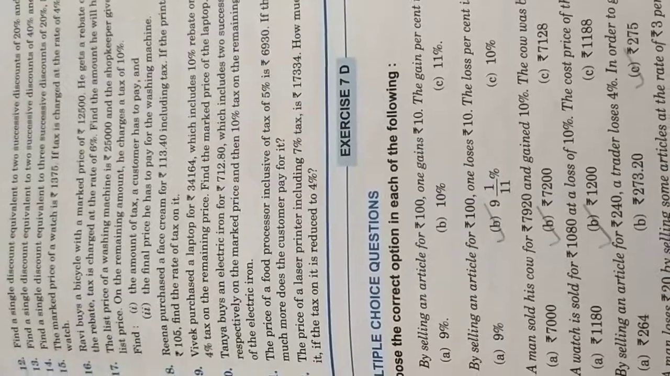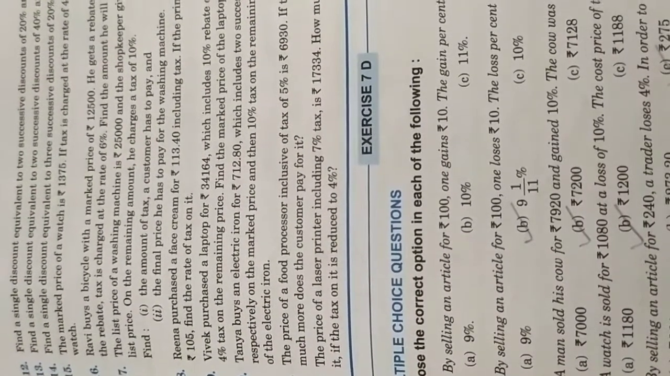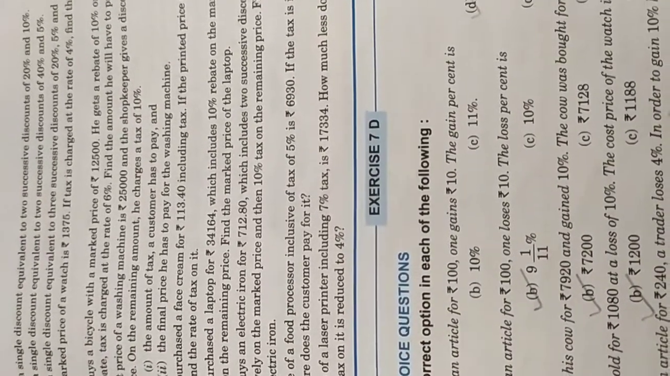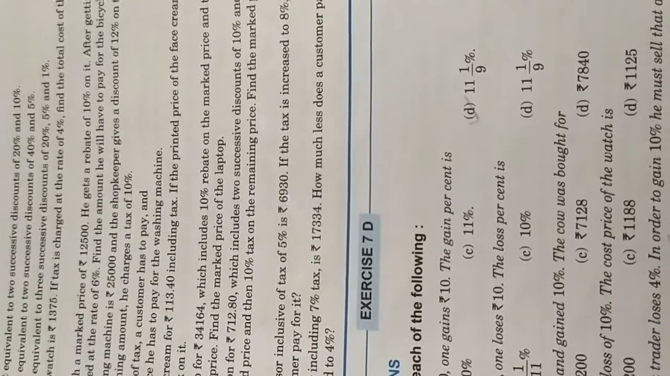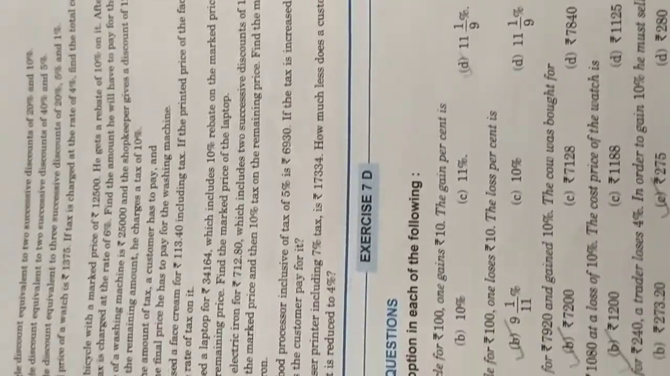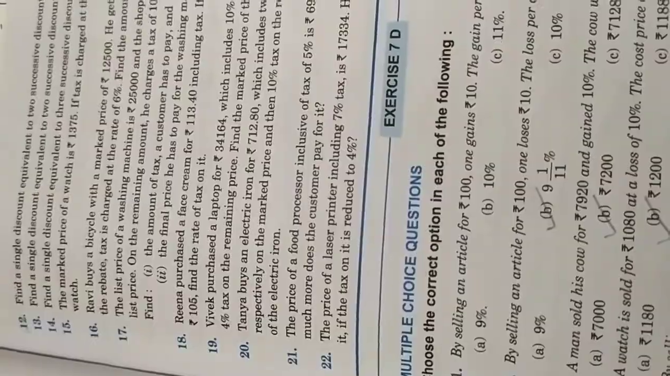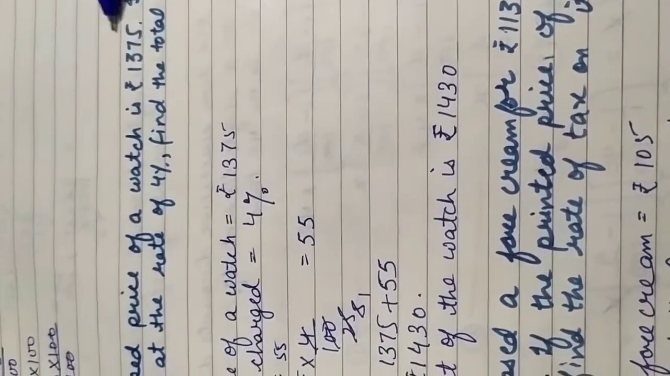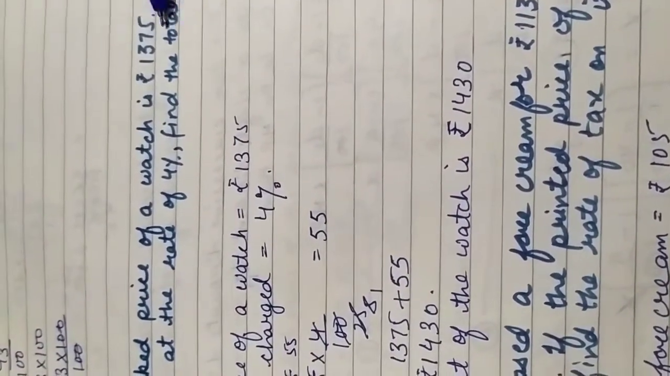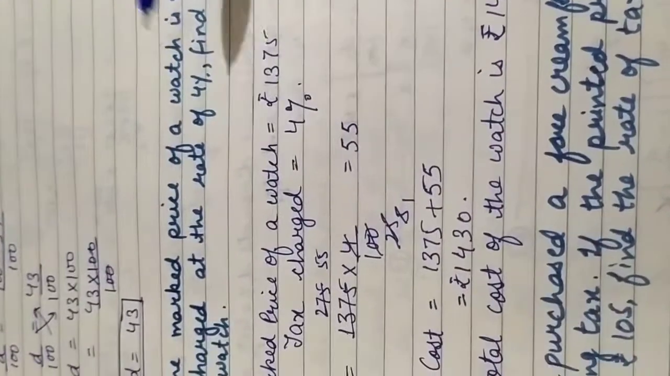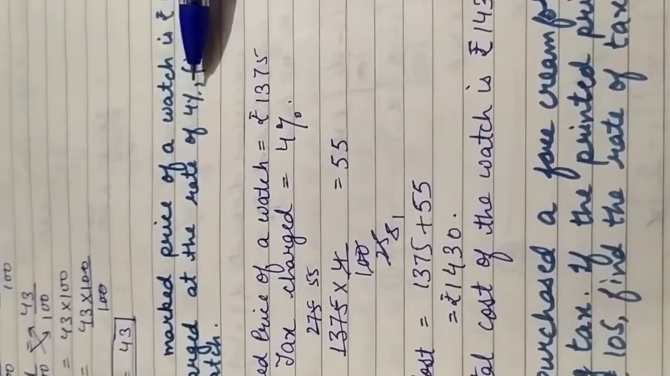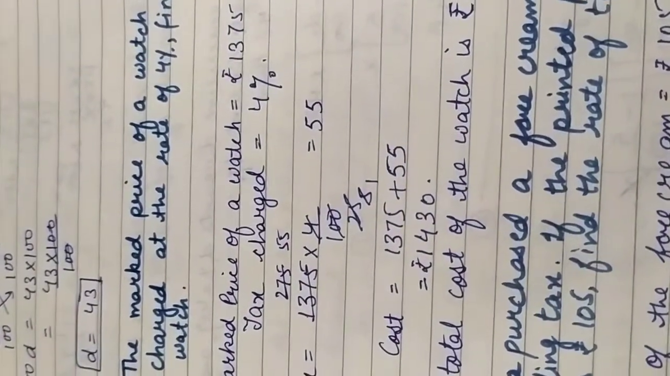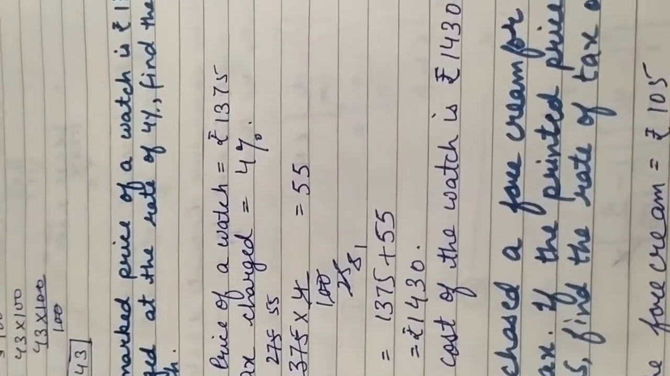Okay. Now let us see one text question also. 15th question. The marked price of a watch is rupees 1375. If tax is charged at the rate of 4%, find the total cost of the watch. So children, marked price of a watch is given, meaning the marked price of the watch, that is the printed rate. Okay, now how much tax is charged on it, 4%. I have told you what is tax, a compulsory contribution, meaning we have to give it to the government, that is compulsory, that is 4%.